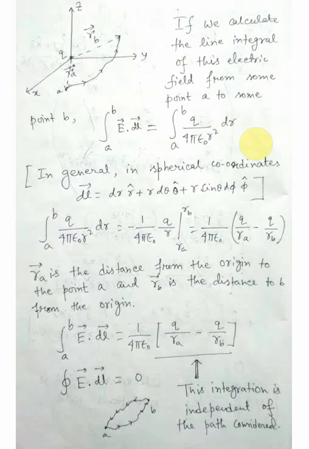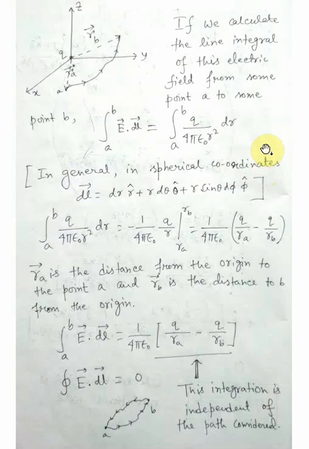That can be understood in a different way also. Suppose we want to calculate the line integral of this electric field from some point A to B. So this is A and this is B. Then we can write the integral from A to B of E dot dl, and instead of E we write q by 4 pi epsilon naught r square, times dr.